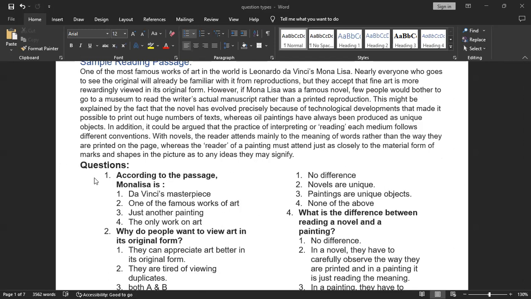Now let's go with solving the question. Okay, according to the passage, Mona Lisa is... There are four options. Da Vinci's masterpiece, one of the famous works of art, just 2. Another painting, the only work of art. Okay, everyone is saying 2. Then, why do people want to view art in its original form?